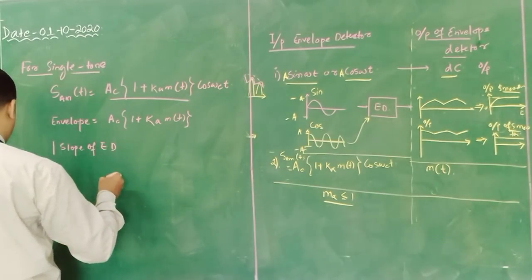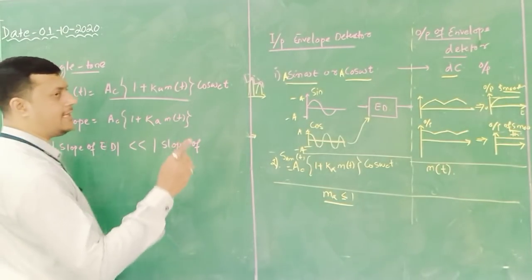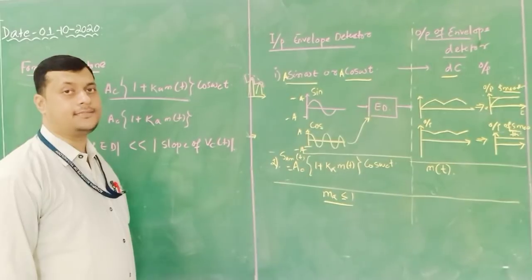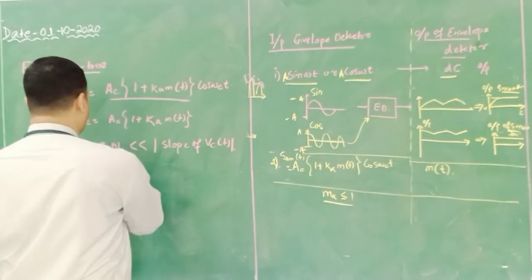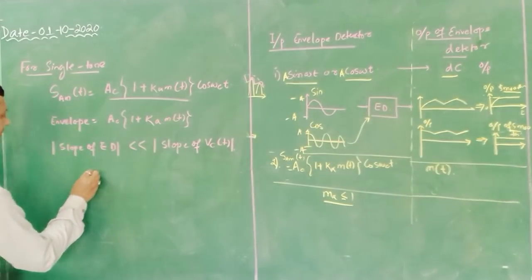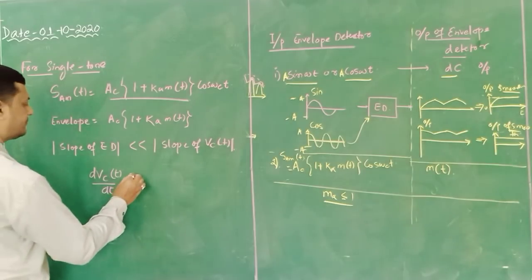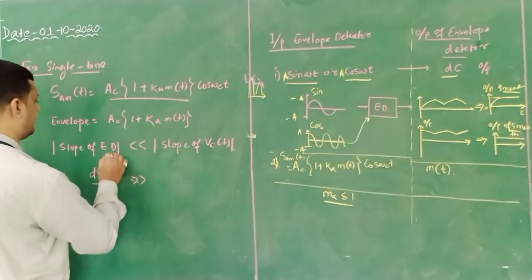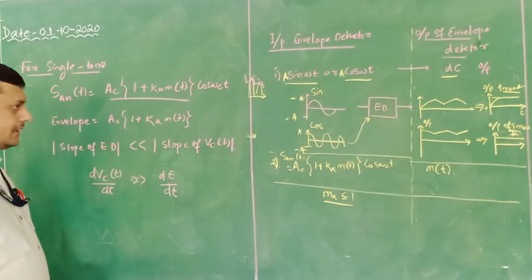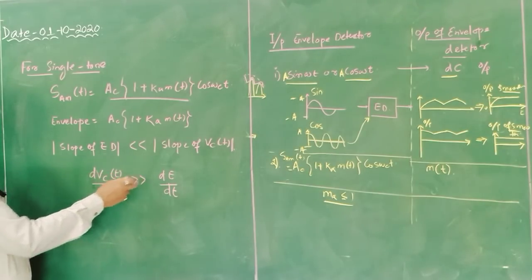The slope of the envelope must be less than the slope of the voltage drop across the capacitor Vc(t). With the help of this relation we can form an equation with respect to envelope detection. So dVc(t)/dt is greater than the slope of the envelope, which means d/dt of the envelope. You have to differentiate this, and the voltage drop across the capacitor must be greater than this particular value.